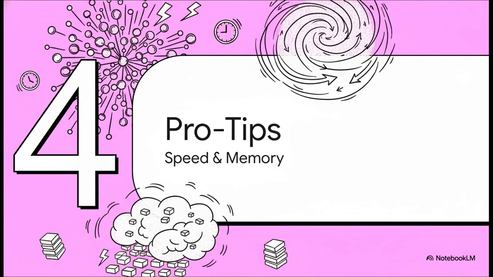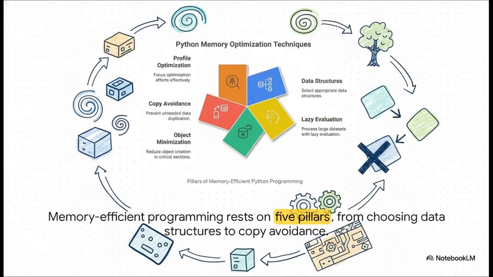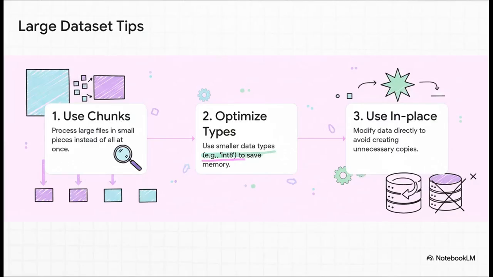Okay, so we've assembled, shaped, and polished our data. But what happens when you're not dealing with a few hundred rows, but a few million, or even more? Let's go over some pro tips for speed and memory. If you want to avoid waiting hours for your code to run, or even worse, crashing your computer, you have to be smart about memory. And that really comes down to a few key principles. Choosing the right data structures, not making unnecessary copies of your data, and just generally being efficient with your computer's resources.